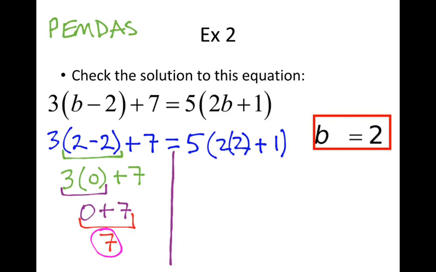Looking at the right side, we've got order of operations. Again, we want to do what's in the parentheses. And inside of the parentheses, are we going to multiply first or add first? We'll multiply. So we do 2 times 2, which is 4.